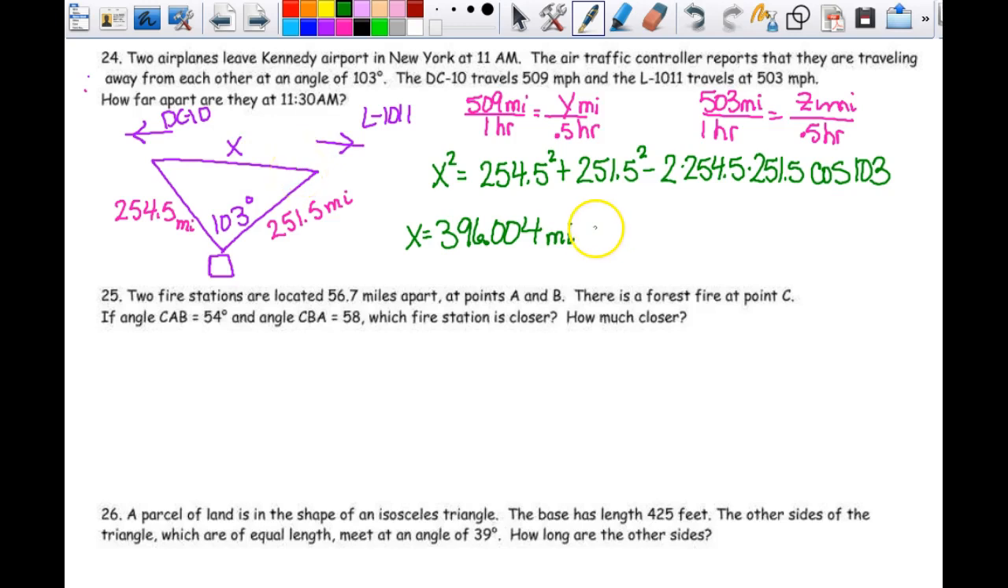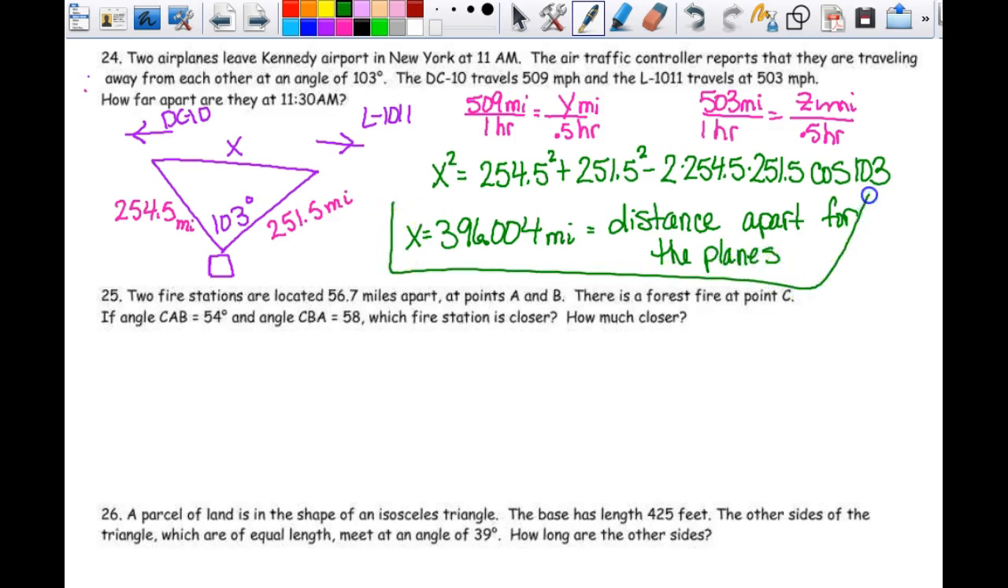So this is distance apart for the planes, or something to that effect. That's probably not the best wording in the world, but you get the idea. And it's okay to leave the x in there. You just can't say, hey, x equals this, because nobody told you to solve for x.